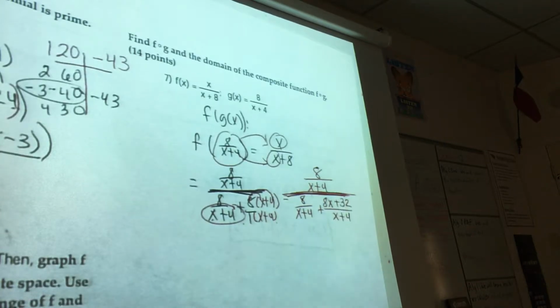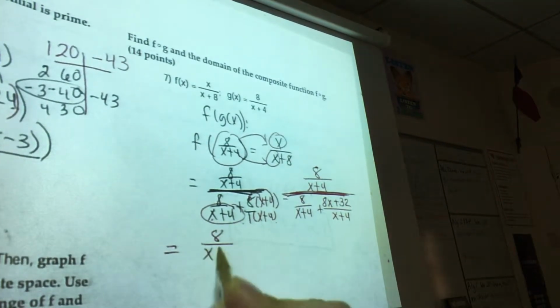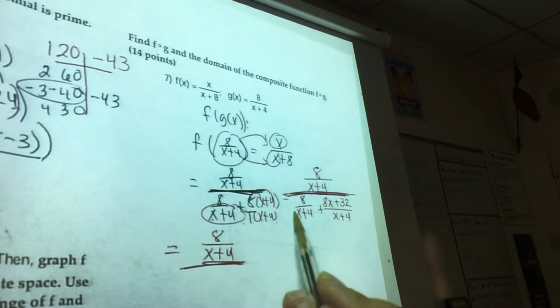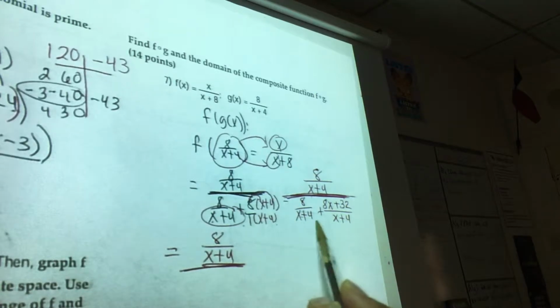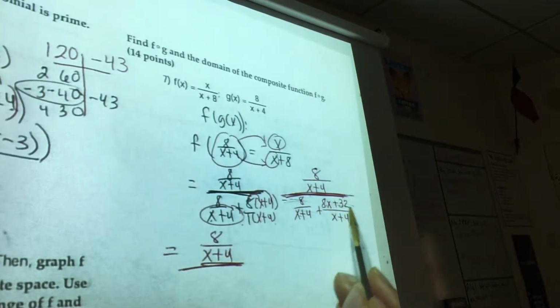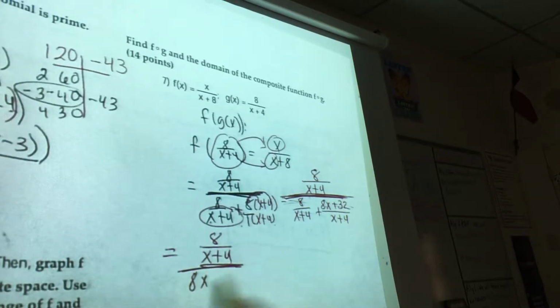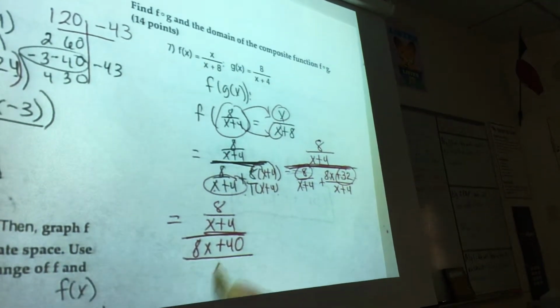So can I do anything with the top? No. So that one stays the same. But the bottom, I need to look at this and simplify because now I have the same denominator. I have an 8x here. Do I have an x anywhere else on top? So the 8x we're going to put first, and 8 times 5 is 40, so 8x plus 40 over x plus 4.